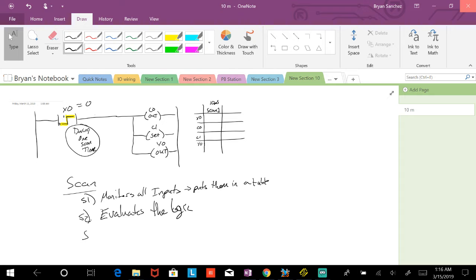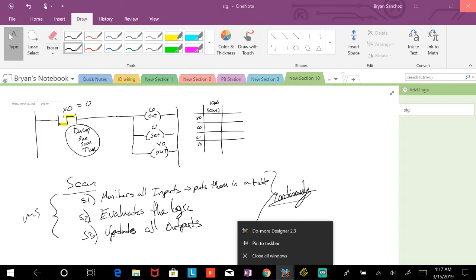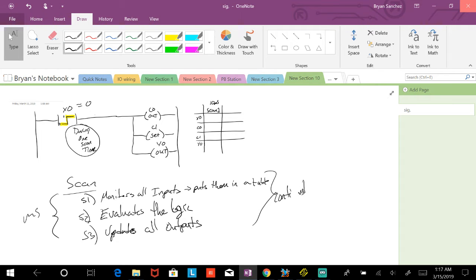On step 3, it updates all inputs, all outputs, I'm sorry. This happens in a period of milliseconds, right? And it happens continuously. All right? So it's happening all the time. So right now, my PLC that I have on the simulator is scanning continuously, okay?